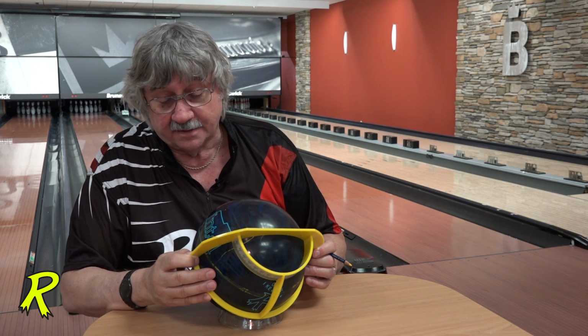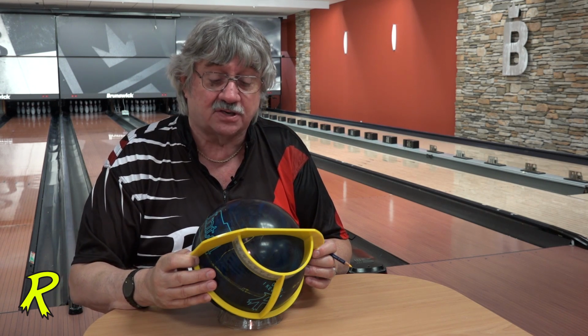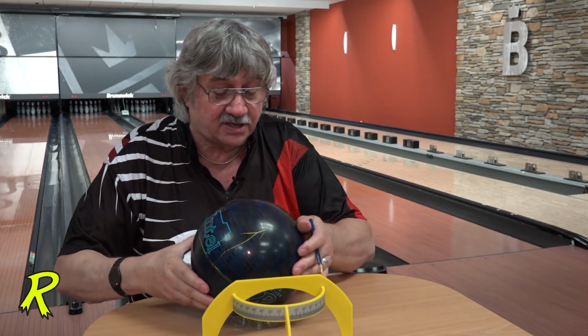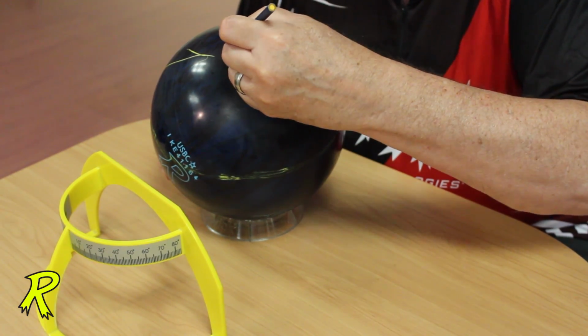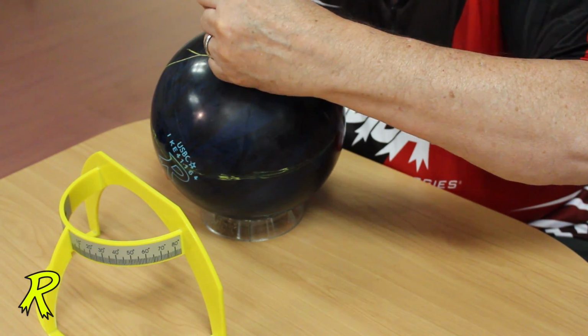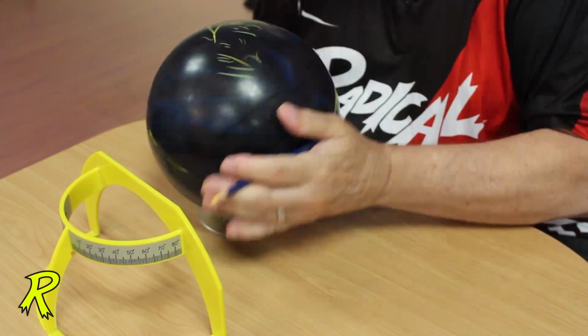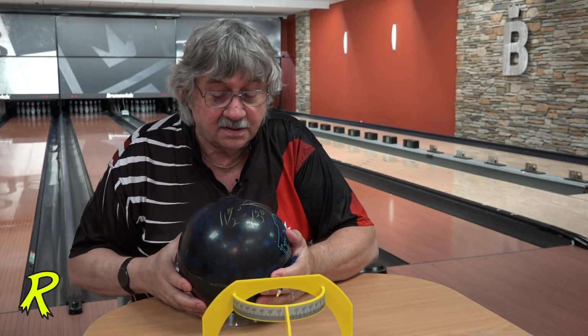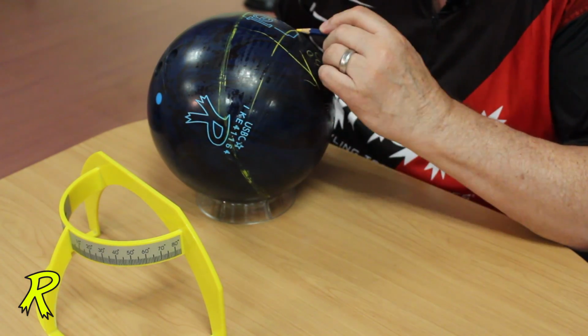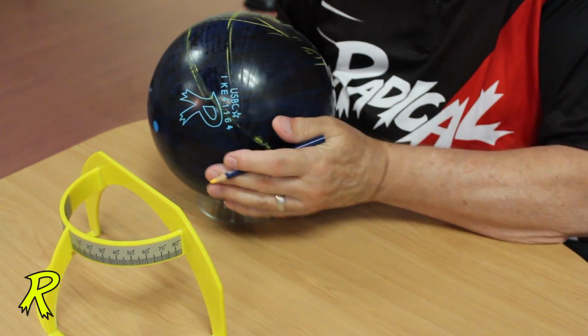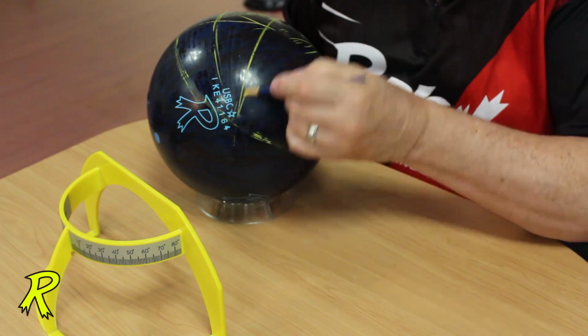So that means that his track is 11.5 inches across. 11.5 inches equals 13 degrees of tilt. There's a chart, and we'll show you the chart that converts the inches across the ball track on the surface of the ball to the degrees of tilt. So there's how Ryan's done, and just for fun, we'll see he had this much flare in the oil and this much flare in the dry.